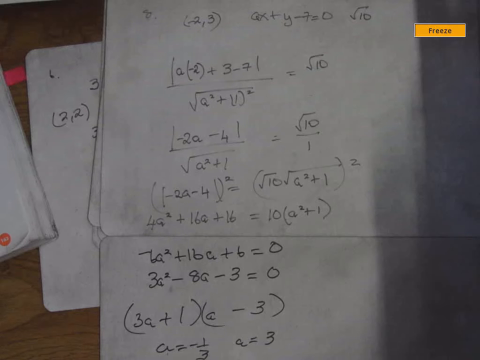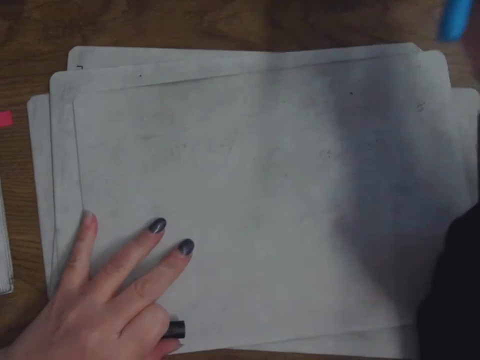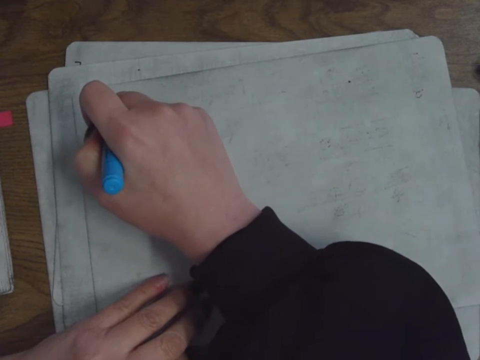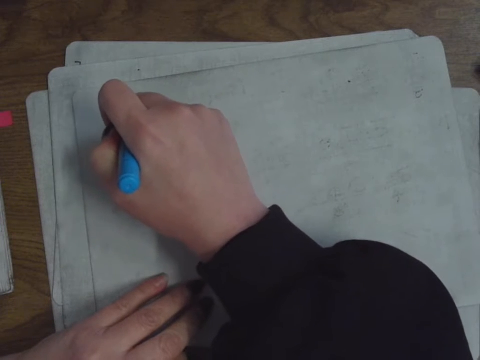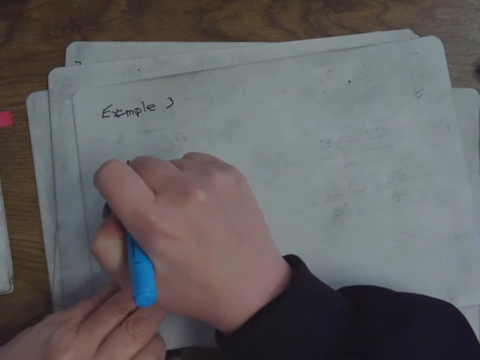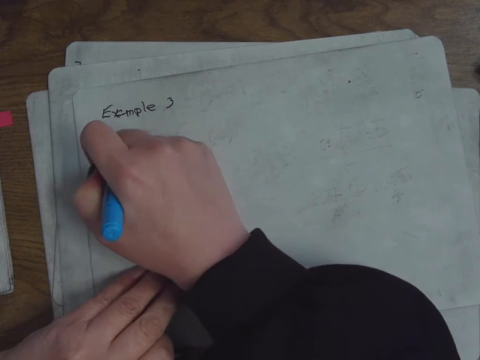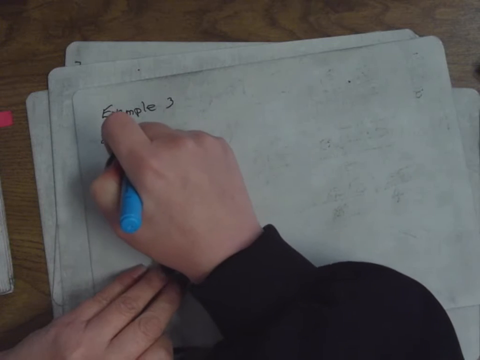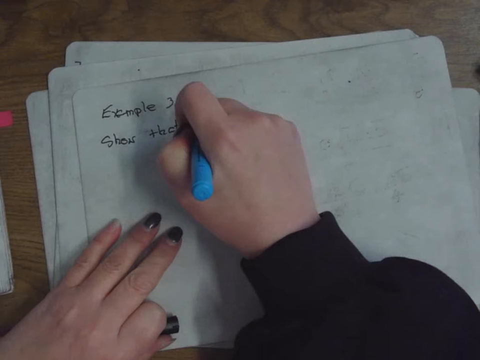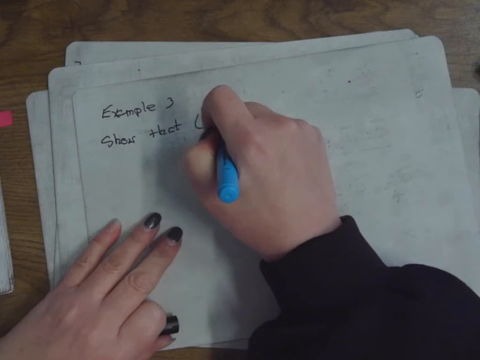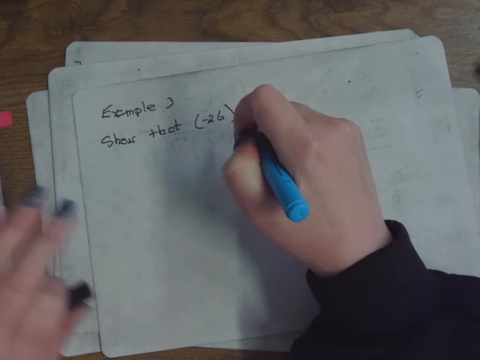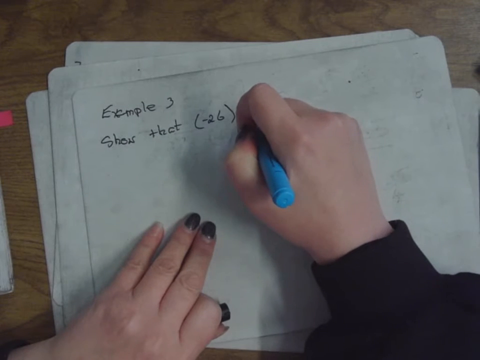Right, okay, so example 3. So it shows that, where am I? Lies on the same side of the line.